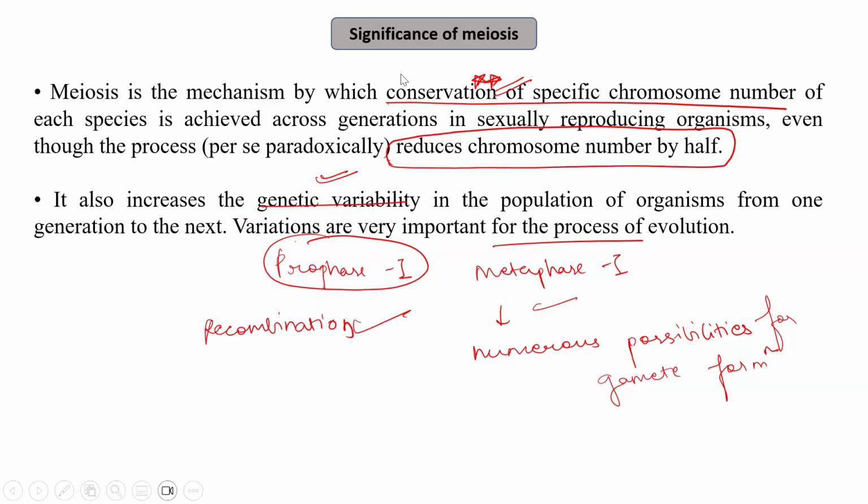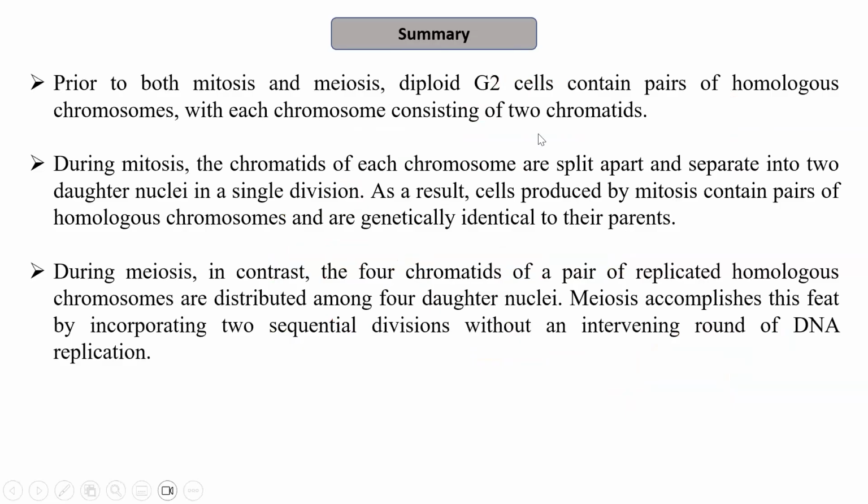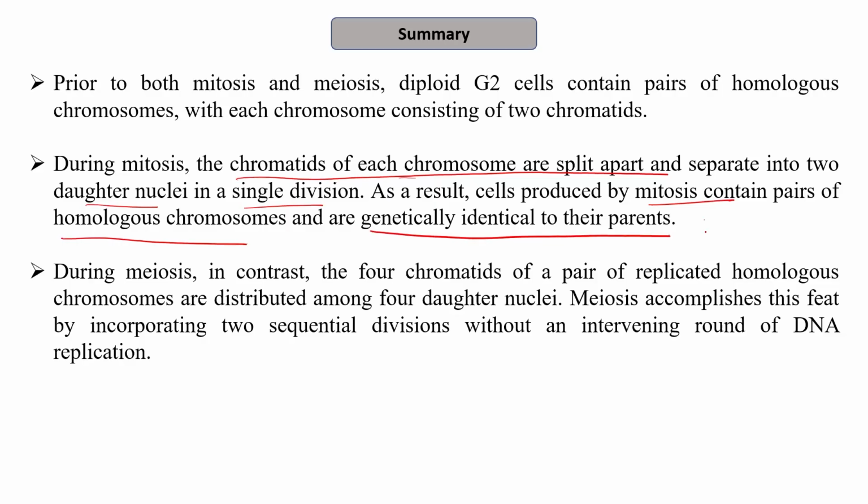Now, prior to both mitosis and meiosis, diploid G2 cells contain pairs of homologous chromosomes, with each chromosome consisting of 2 chromatids. During mitosis, the chromatids of each chromosome split apart and separate into 2 daughter nuclei in a single division. As a result, a cell produced by mitosis contains 2 pairs of homologous chromosomes and is genetically identical to its parent. So it remains the same in mitosis, but in meiosis, the 4 chromatids of a pair of replicated homologous chromosomes are distributed among the 4 daughter nuclei, resulting in 4 haploid cells.